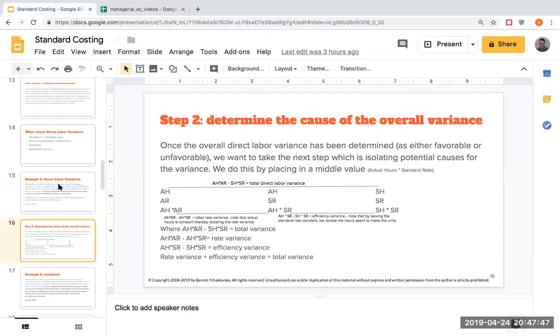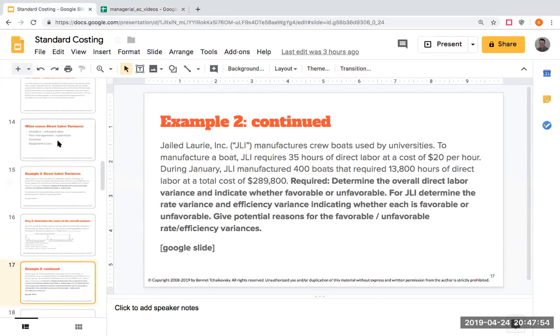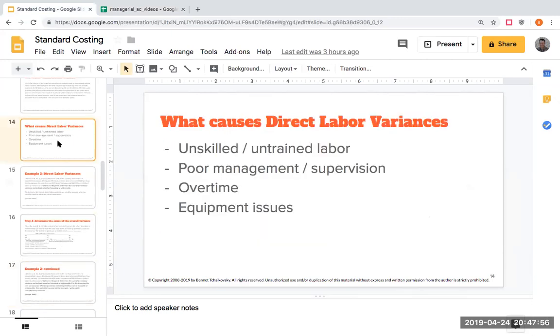So now what I want to go back and look at is what's really causing these different variances. And again, it can be overtime, right? I was paying $21 per hour, but I was only supposed to be doing 20. So maybe I was paying higher rates to certain workers. I don't know. Could be poor management or supervision, unskilled or untrained labor. Could also be equipment issues.